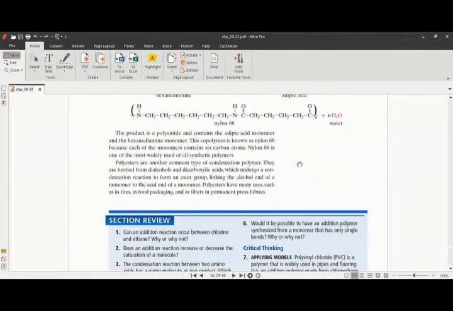Okay, guys, so this is the last part of this section and this unit. The polyamide product contains adipic acid, which is a monomer, and hexane diamine, which is a monomer. So it's called a copolymer, and is known as nylon 66, because each of the monomers contains six carbon atoms. And you know that it's the most widely used of all synthetic polymers all over the world. Do you have any question, guys?